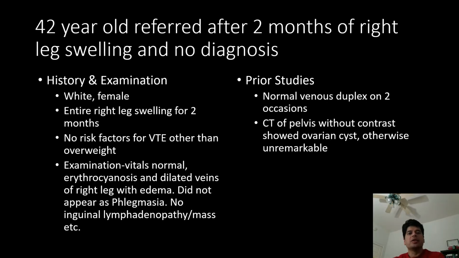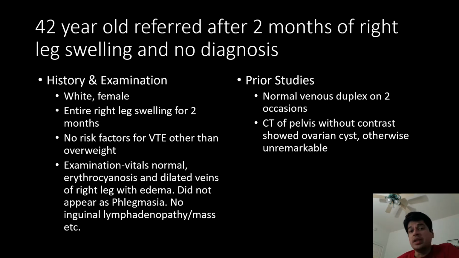So we had a 42-year-old lady who was referred to us for 2 months of right lower extremities pain and swelling with no clear diagnosis. She's a Caucasian lady, no significant risk factors for DVT or any other comorbidities. She was mildly overweight. On examination, she was hemodynamically stable. She had no signs or symptoms concerning for phlegmasia. There was pitting edema and erythrocyanosis with dilated veins. No inguinal lymphadenopathy or masses.